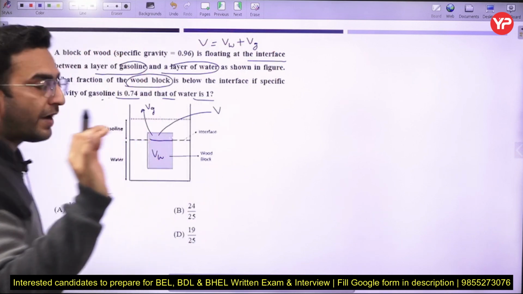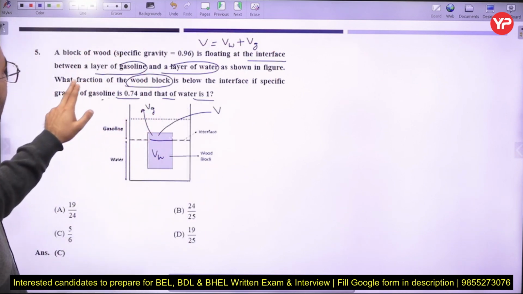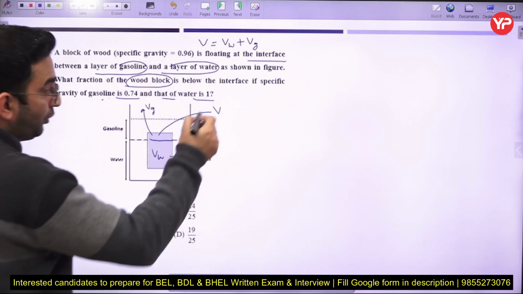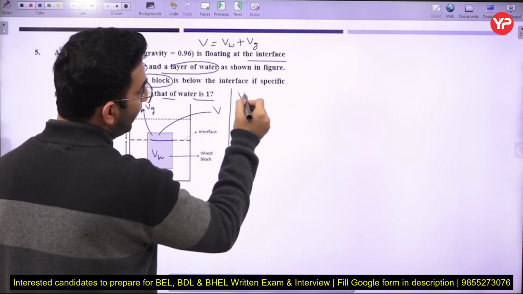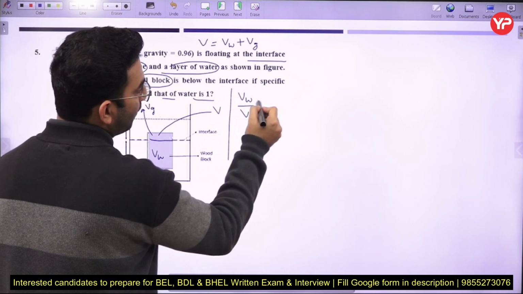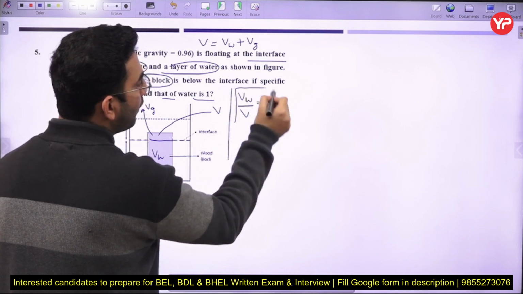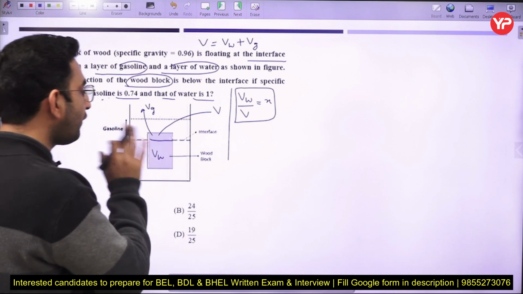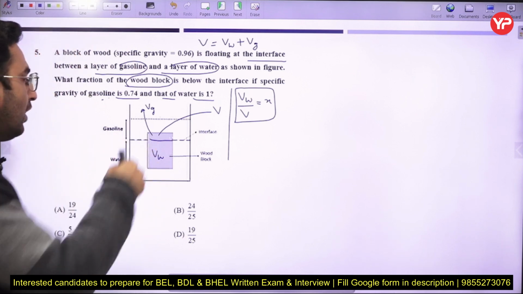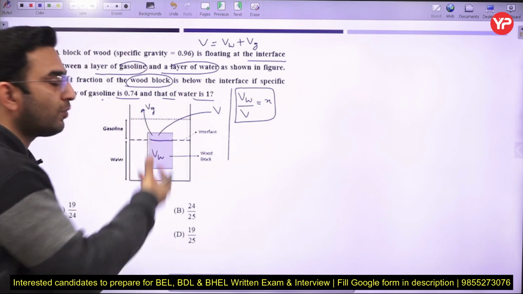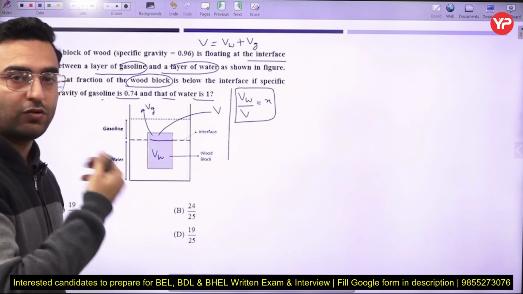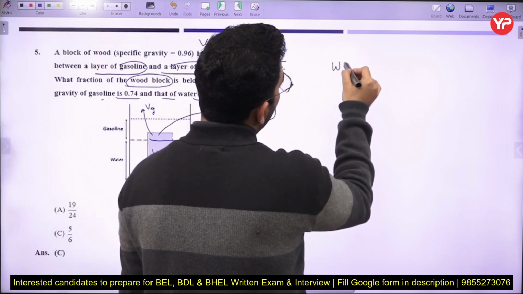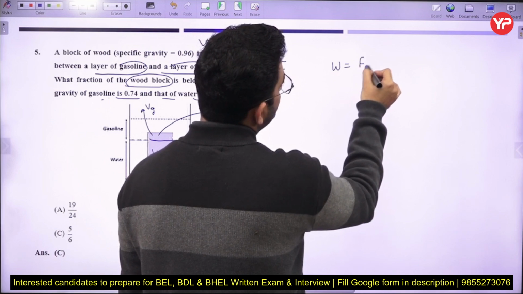Now what do you want to find out? You want to find out what fraction of the wood block is below the interface. That means you have to find the value of Vw divided by V, this value of x here. So how do you calculate this value? If you know the Archimedes principle, the total weight of the block is equal to the total buoyant force acting on the block. So the weight of the block is equal to the sum of buoyant forces.